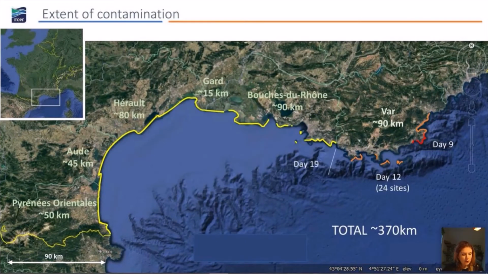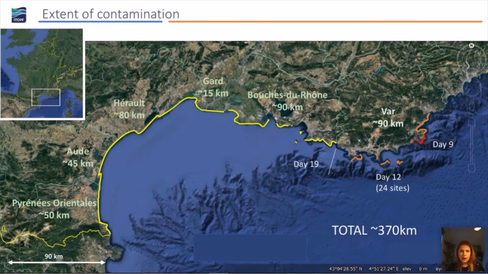Nine days after that collision, first arrival of oil was spotted on the French shoreline in the Var region. On the map, it's on the right. Then subsequently, over the days and the week, the pollution extended to the whole French Mediterranean basin, up to the Spanish border, contaminating more than 370 kilometers of shoreline, but in an unequal way, with moderate to heavy contamination on around 20 kilometers of shoreline in the Var, and on the other departments, more minimal pollution, but still requiring some cleanup operation.